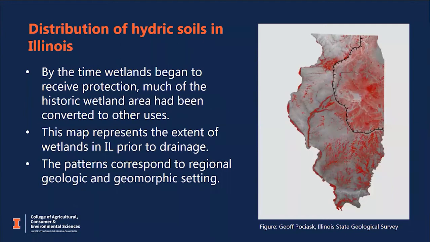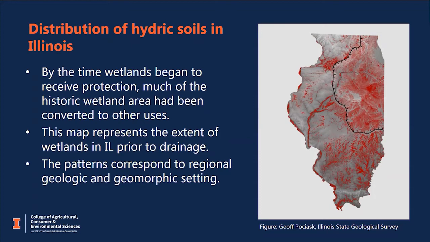Unfortunately, by the time that people began to realize the benefits of wetlands, much of the historic wetland area in the US had been converted to other land uses. This figure, the map here of Illinois in red, shows the distribution of hydric soils across the state of Illinois. And although maybe not exact, it does represent a good estimate of the extent of historic wetland acreage or area and distribution in the state of Illinois prior to extensive wetland drainage.